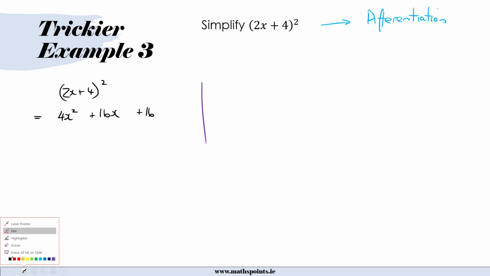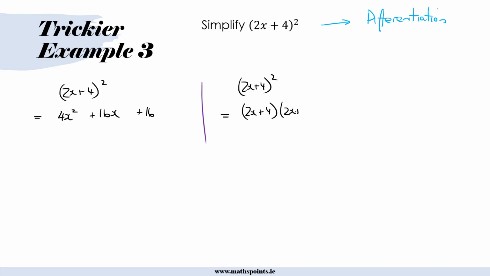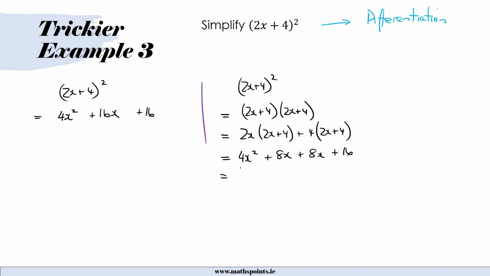Looking at the longer method, what we would do is we would say that 2x plus 4 squared is just 2x plus 4 times another 2x plus 4. When you square something, you multiply it by itself. So opening up the brackets, we get 2x on 2x plus 4 plus 4 on 2x plus 4. 2x by 2x is 4x squared, 2x by 4 is 8x, 4 by 2x is 8x, and 4 by 4 is 16. The only like terms here are 8x and 8x, so they join to give 16x, so we have 4x squared plus 16x plus 16, which is the same answer as we got doing the quick method of squaring the bracket.